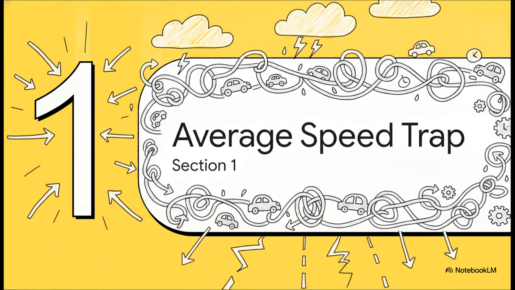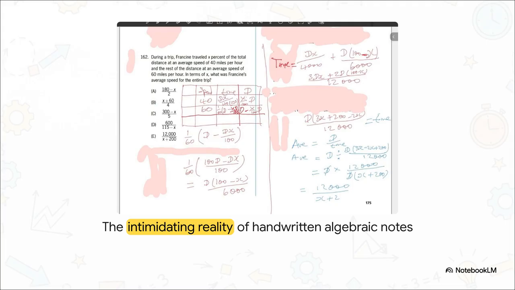Okay, section 1, the average speed trap. Let's just confront the chaos head-on. I mean, just look at this handwritten scratch pad. Notice how visually overwhelming Francine's trip looks when it's all scribbled out with variables like x and d, representing unknown percentages and distances. The problem tells us she traveled x% of a total distance d at 40 miles per hour, and then the rest of the way at an average speed of 60 miles per hour.